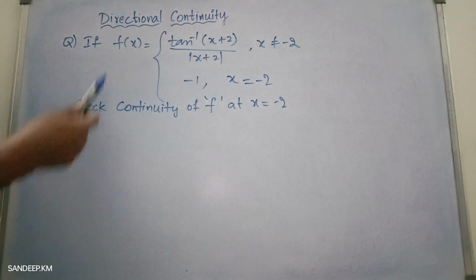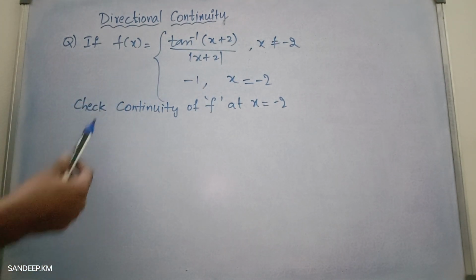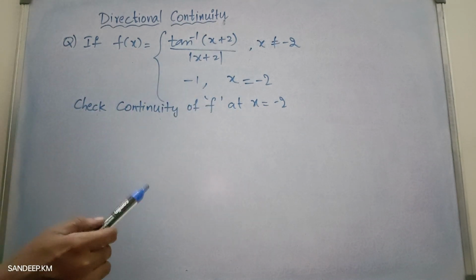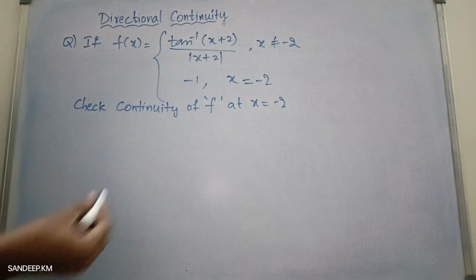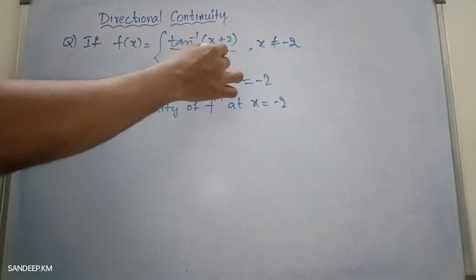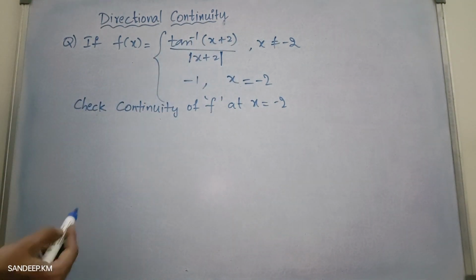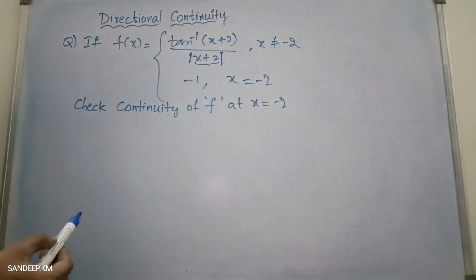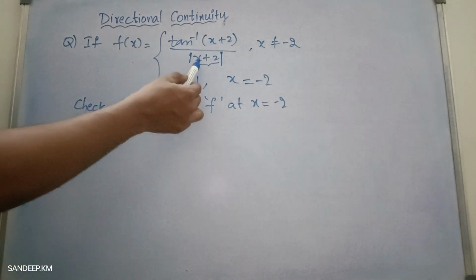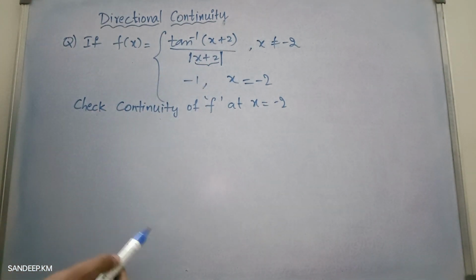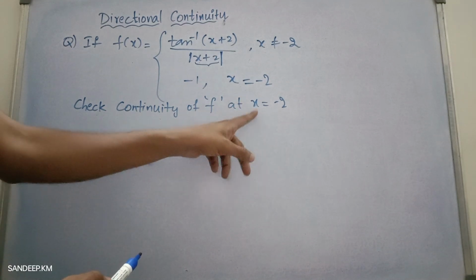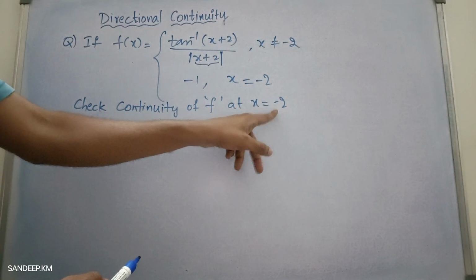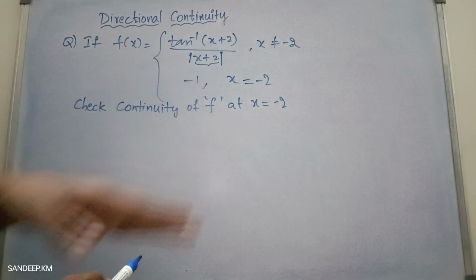They have given the function f of x, and they told us to check the continuity of this function f at x is equal to -2. Dear students, because of the presence of modulus function, particularly the 0 of this particular polynomial x plus 2 is -2, correct or not? If I equate x plus 2 to 0, it is -2. So we are discussing about continuity at that particular number only, at -2 only. So we have to do LHL and also RHL.